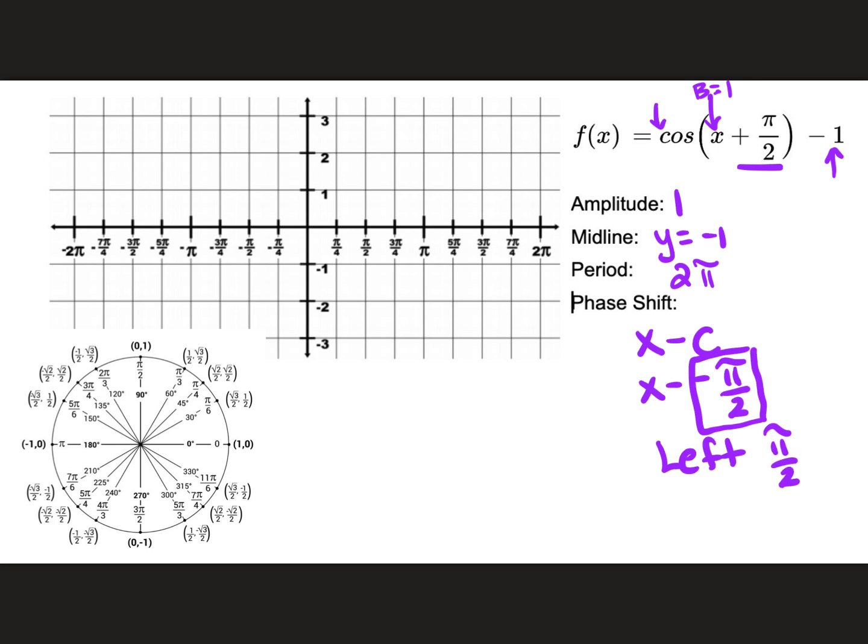So I'm going to set up those boundary lines. Okay, so there's our boundary lines. I put the midline at negative 1. From there I went up 1 because that's the amplitude. That left me at 0. And then down 1 left me at negative 2.